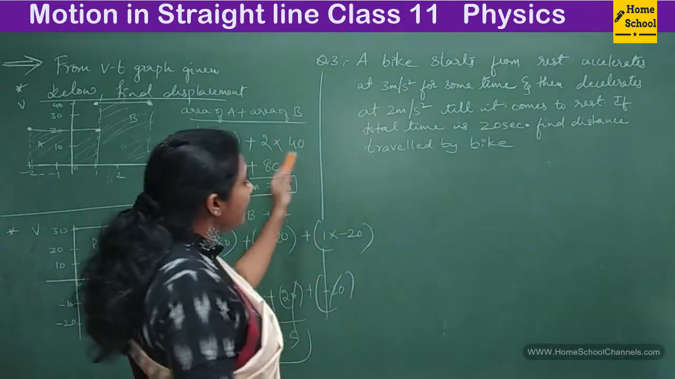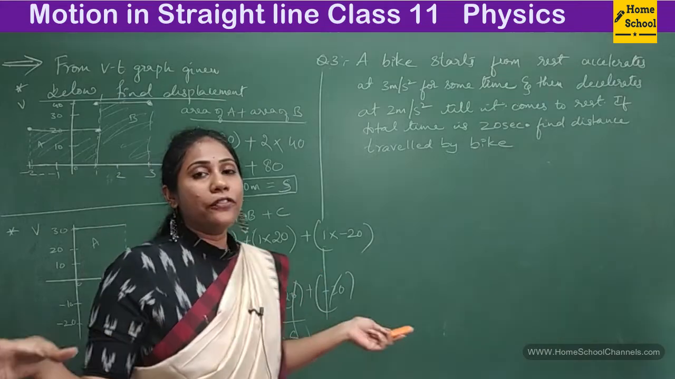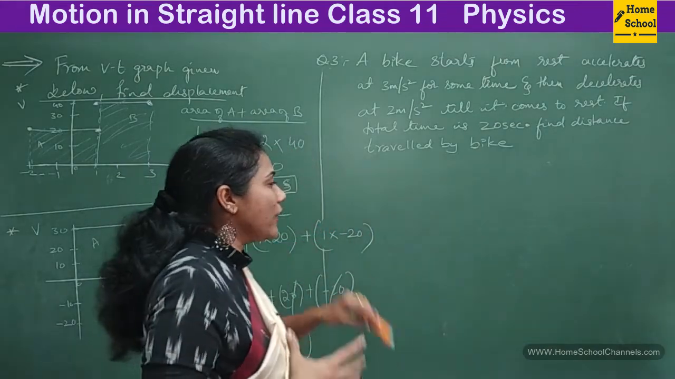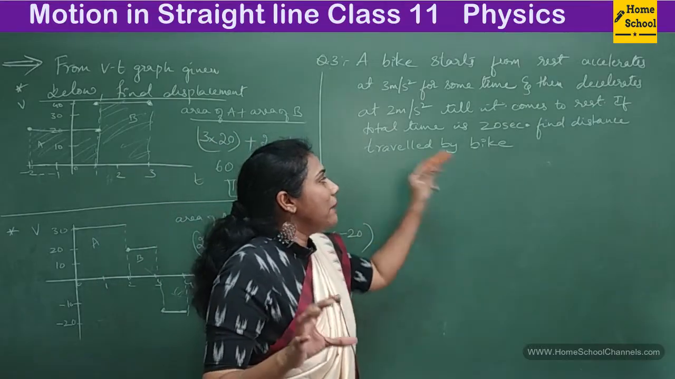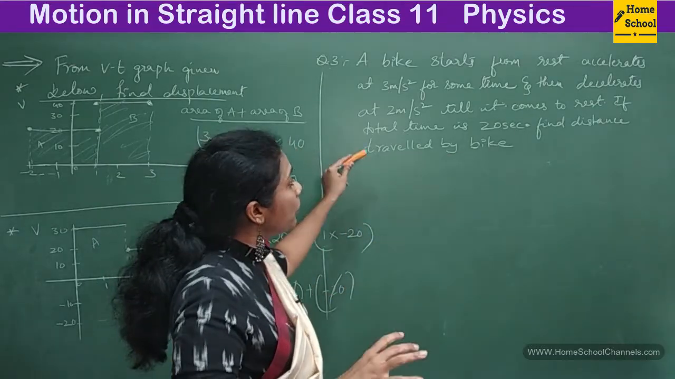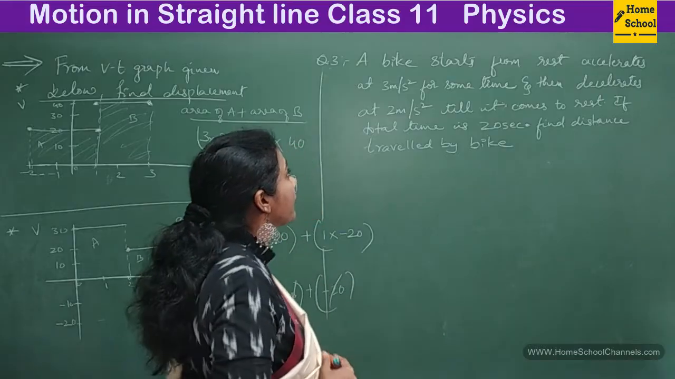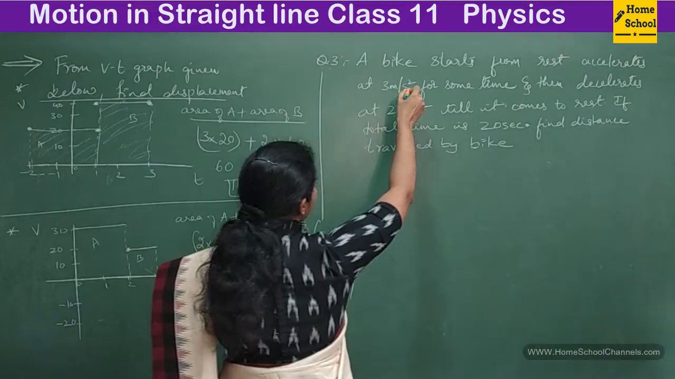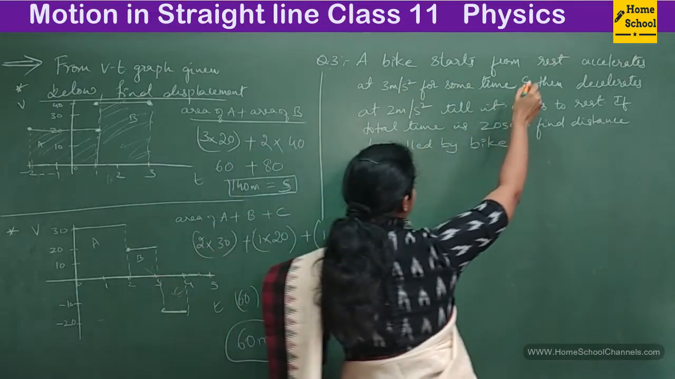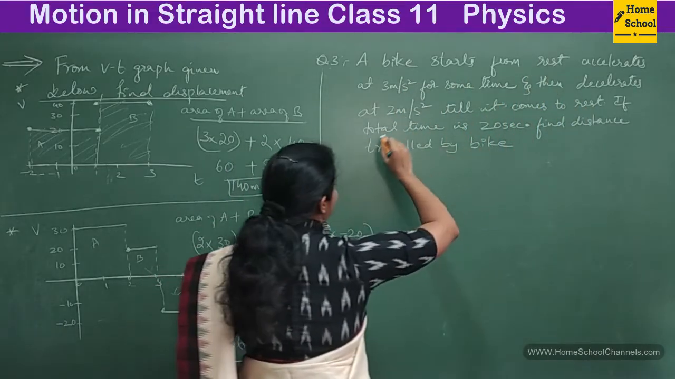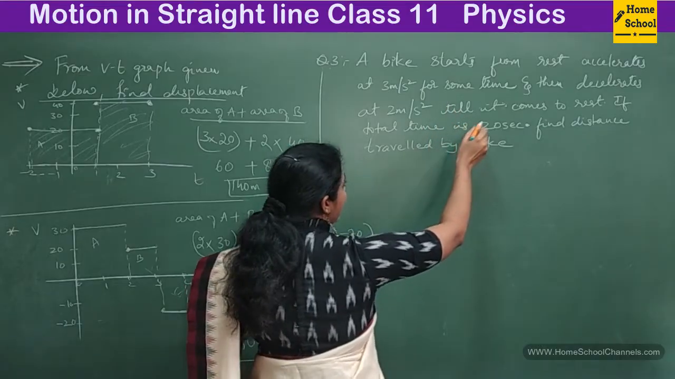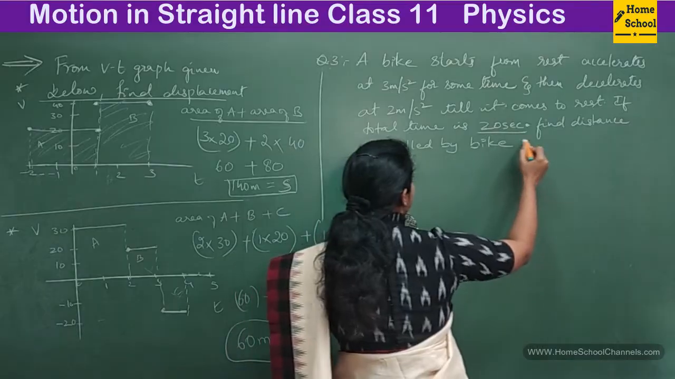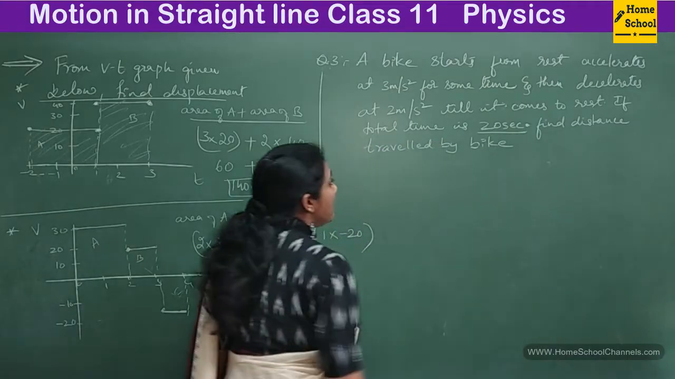And now look at this question, read it carefully and try to find the distance traveled by bike. Okay, so they are actually asking distance traveled by bike. But see, you have to plot a graph also here. A bike starts from rest, accelerates at 3 meters per second squared for some time and then decelerates at 2 meters per second square till it comes to rest. If total time is 20 seconds, find distance traveled by bike.